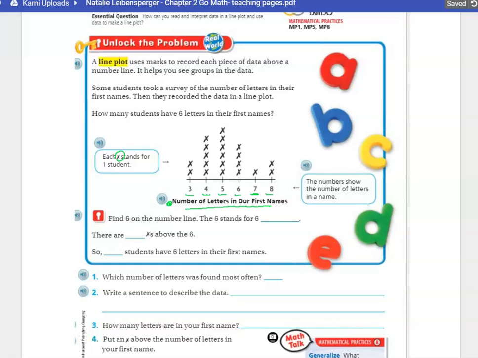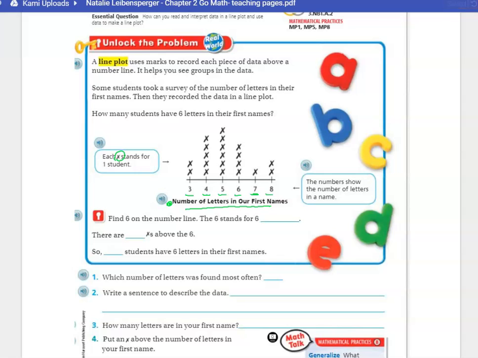Each X stands for a student. So go ahead and stand up and make an X with your body. You can kind of think of that when you're working with line plots. Typically, in line plots, the X will stand for a student, a person, maybe an animal. So we'll see the different things the X's stand for as we go through our lesson today.